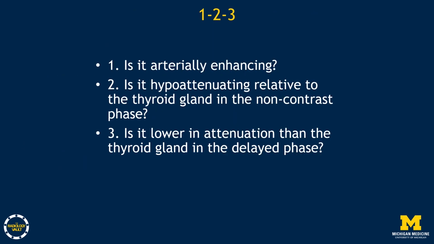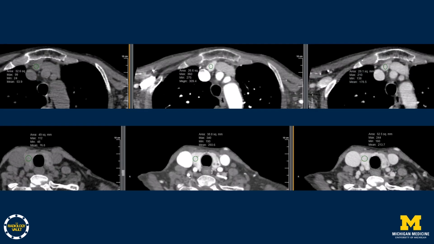You're really trying to answer 3 questions. 1, is it arterially enhancing? 2, is it relatively hypoattenuating when compared to the thyroid gland in the non-contrast phase? And 3, is it lower in attenuation than the thyroid gland in the delayed phase? So let's take a look at this example.